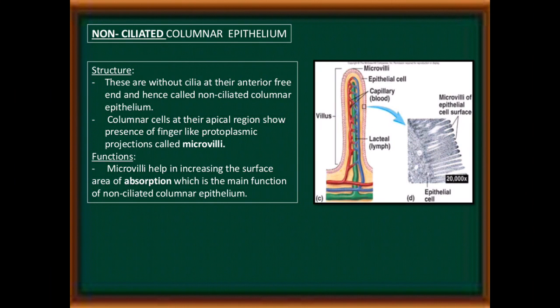Non-ciliated columnar epithelium, where cilia is absent. Structure: these are without cilia at their free end and hence called non-ciliated columnar epithelium. Columnar cells at their apical region show presence of finger-like protoplasmic projections called microvilli. Function: microvilli help in increasing the surface area of absorption, which is the main function of non-ciliated columnar epithelium, and it is present in our small intestine.